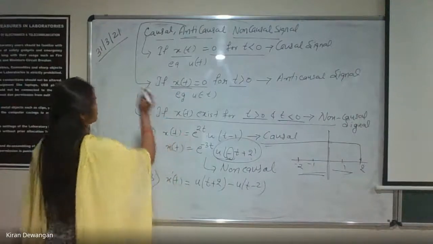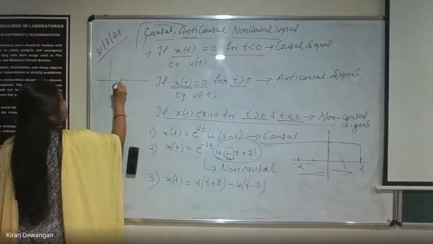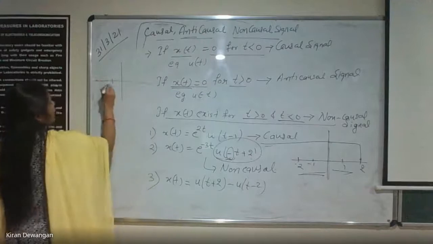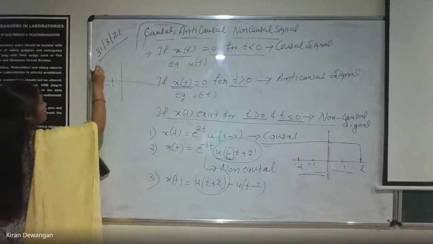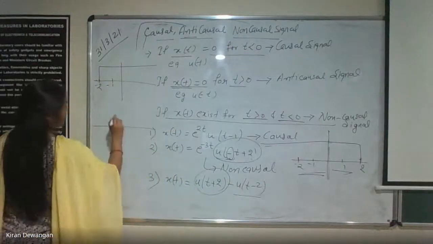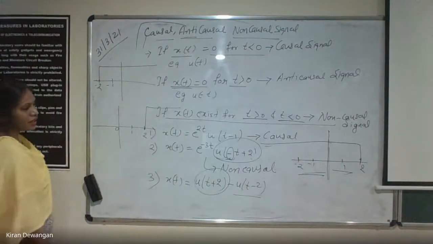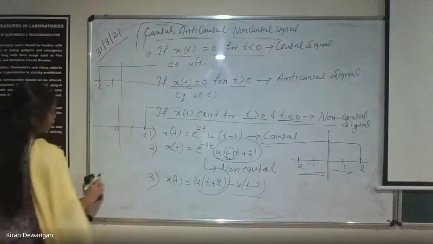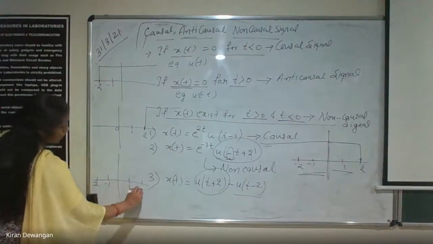u of t plus 2 will be plotted with minus 1 and minus 2 here, so it will be in this direction. And u of t minus 2 will be plotted with 0, 1 and 2 here, in this direction. If we have to subtract these two, the plot will be from minus 1, minus 2, 1 and 2.